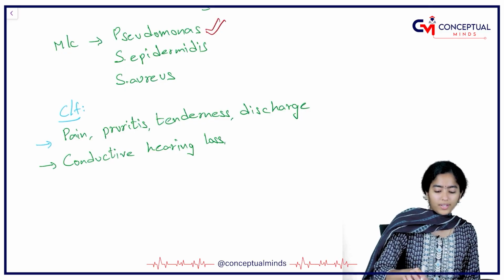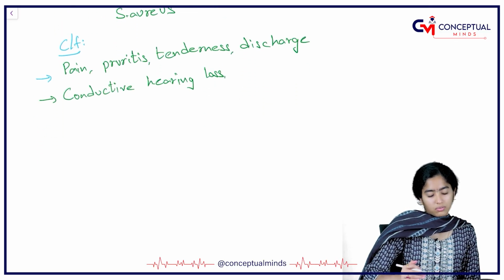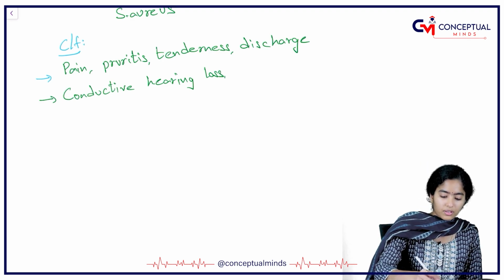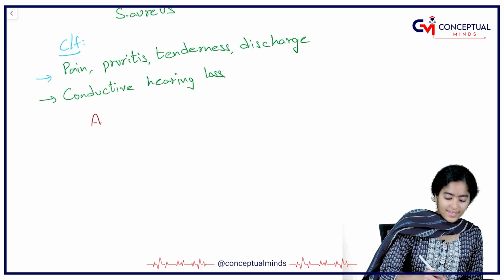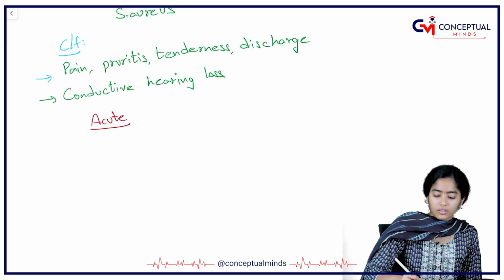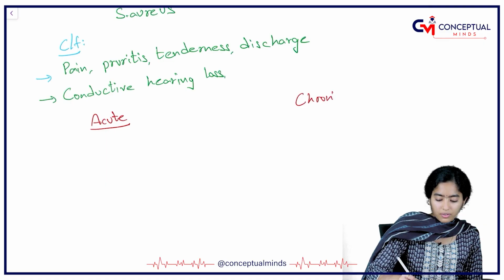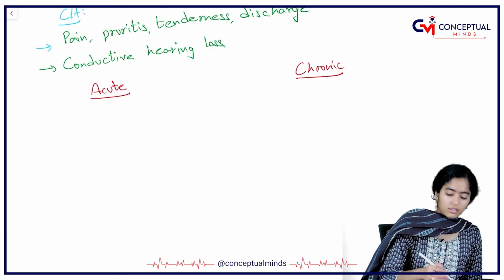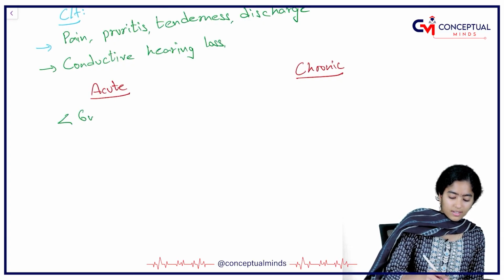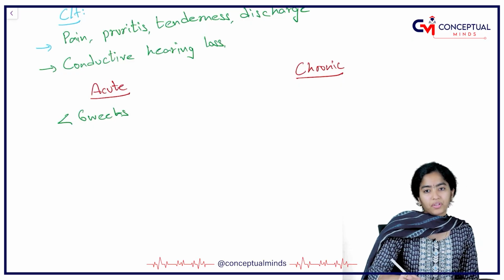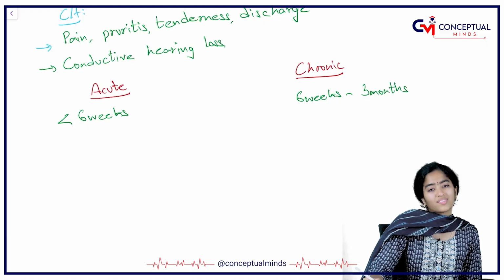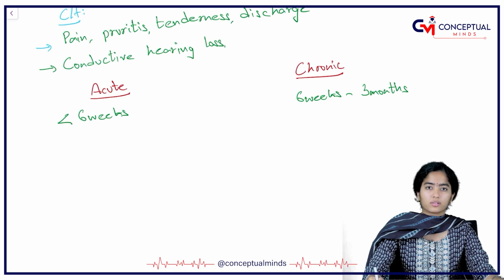Okay. So we can divide the course of diffuse otitis externa into two phases. That is acute phase and chronic phase. Let us see what's happening. Acute phase is when the disease lasts for less than 6 weeks, and if it is for approximately 6 weeks to 3 months duration, we say it is chronic otitis externa.